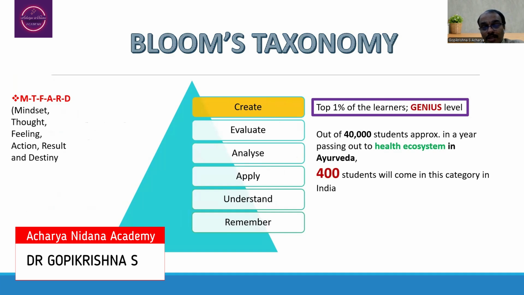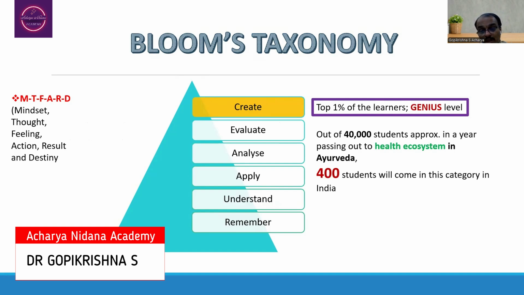When you think about lower order thinking and higher order thinking skills, these are based on Bloom's taxonomy. From the lower order to higher order, it is mentioned as remember, understand, apply, analyze, evaluate, and create.